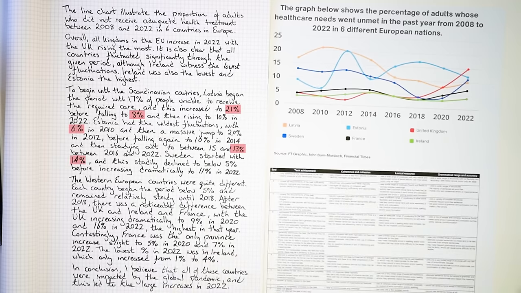So if we look at the trends over time, three countries had massive fluctuations. So let's put that in. So Latvia, Sweden, and Estonia witnessed the largest fluctuations, whilst the remaining countries, United Kingdom, Ireland, and France, were relatively stable up to 2018. Not exactly stable, relatively stable. Relatively means in relation to, compared to the other three countries.